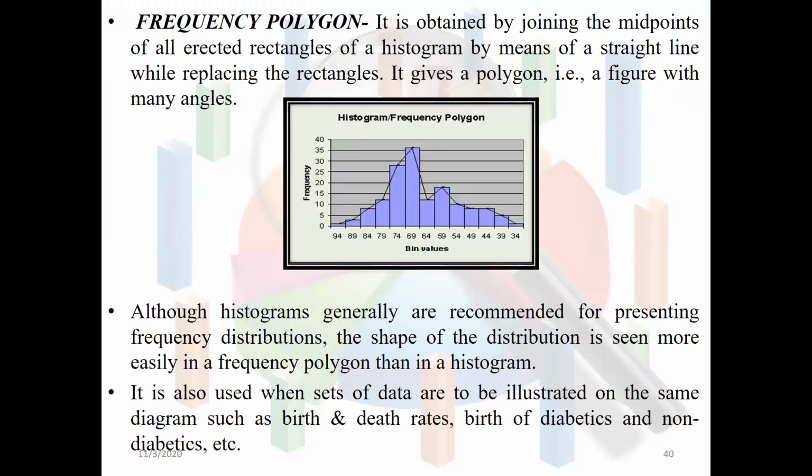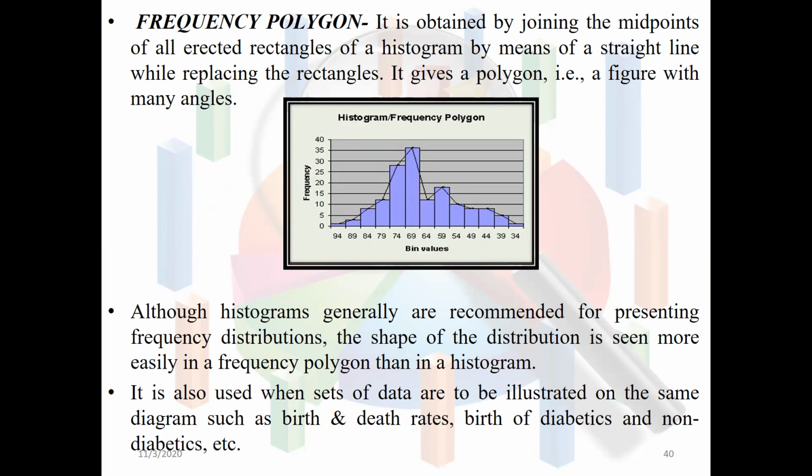Frequency polygon. It is obtained by joining the midpoints of all erected rectangles of a histogram by means of a straight line while replacing the rectangles. It gives a polygon, that is, a figure with many angles. Although histograms generally are recommended for presenting frequency distributions, the shape of the distribution is seen more easily in a frequency polygon than in a histogram.